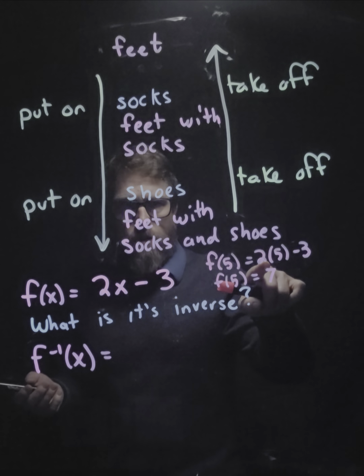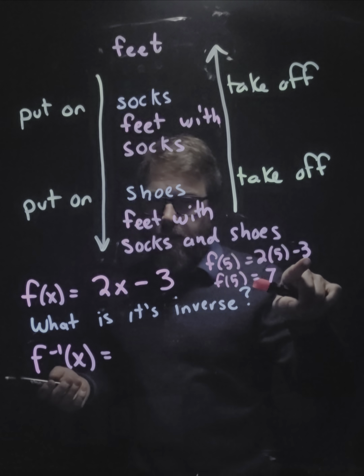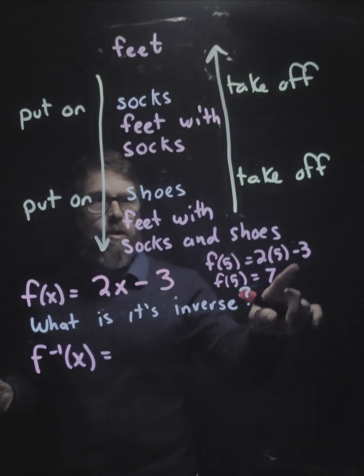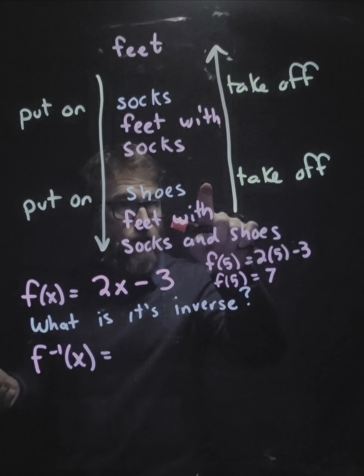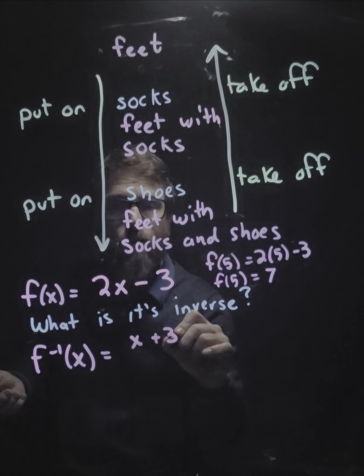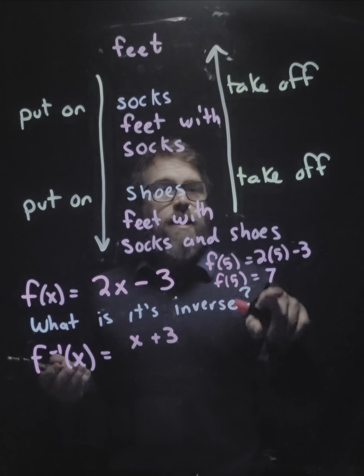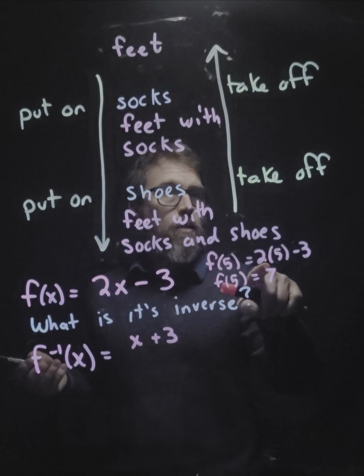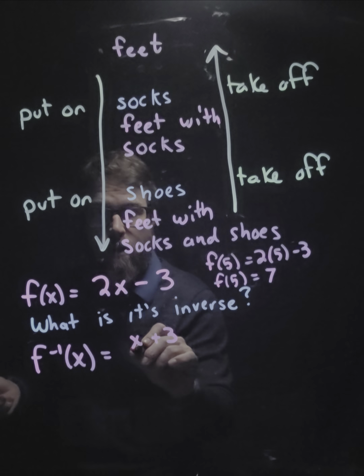So I notice I first multiplied and then I subtracted. So when I undo this in the reverse order, in order to get rid of that subtraction, which is the same thing as like your shoes, I'm going to have to take my input and add 3 as opposed to subtract 3. Now the first thing I did was multiply by 2, so the last thing I have to do is divide by 2.